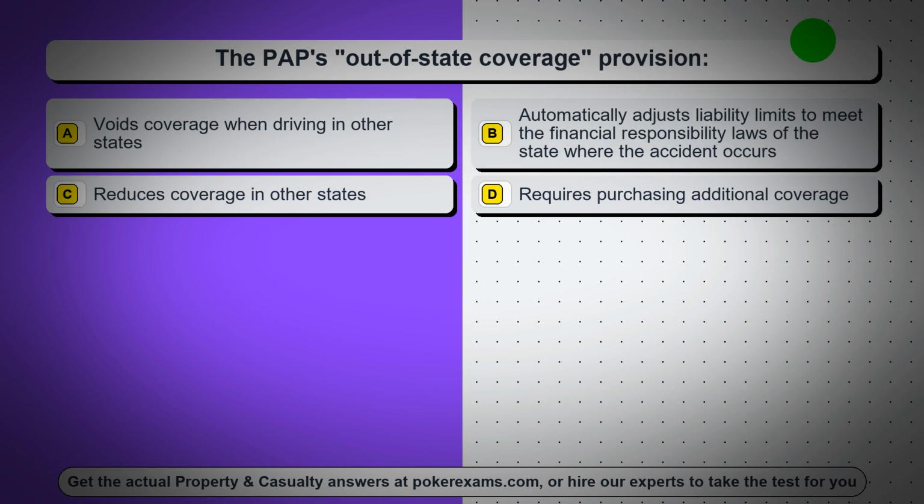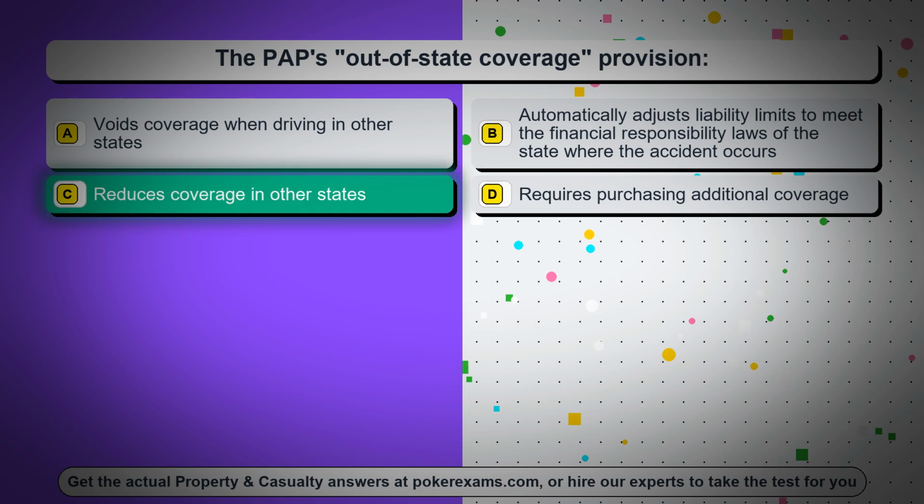Question 87. The PAP's out-of-state coverage provision: option A, voids coverage when driving in other states; option B, automatically adjusts liability limits to meet the financial responsibility laws of the state where the accident occurs; option C, reduces coverage in other states; option D, requires purchasing additional coverage. The correct answer is option C, reduces coverage in other states.